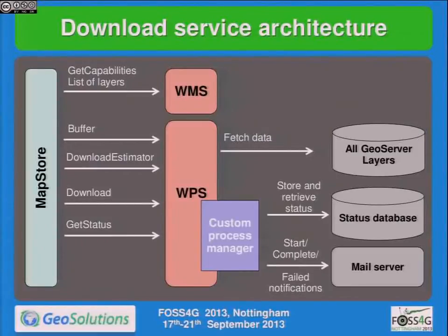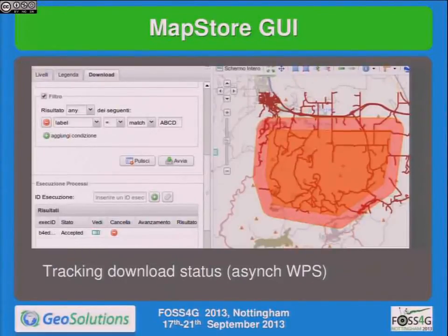So the download estimator is a quick way for the client to know whether we are within the limits or not. Then we run the download process, which also computes the limits itself for security reasons, in case somebody tries to dodge the user interface. And the get status, which is used to know about the current status of the process execution, and display it here.